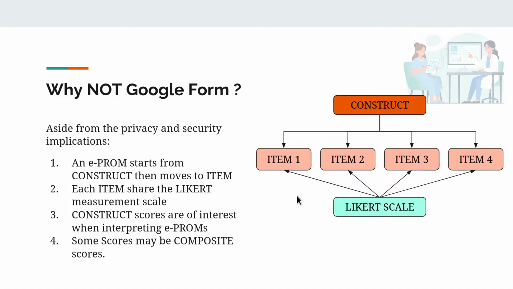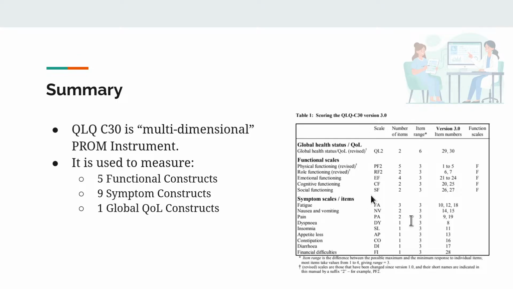And most importantly, some of the scores may have composite scores. So let me take an example here. These are the standard scores that you obtain from EORTC QLQ C30. But there is an additional 15 item summary score also, which can be calculated by summing up and averaging the values of physical functioning, role functioning, emotional functioning, cognitive functioning, and these symptom domains except financial difficulties. So this is an example of a composite construct score.